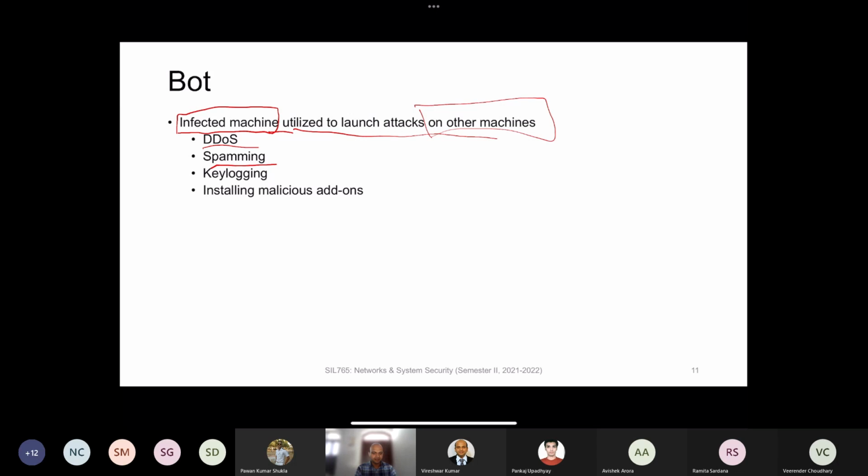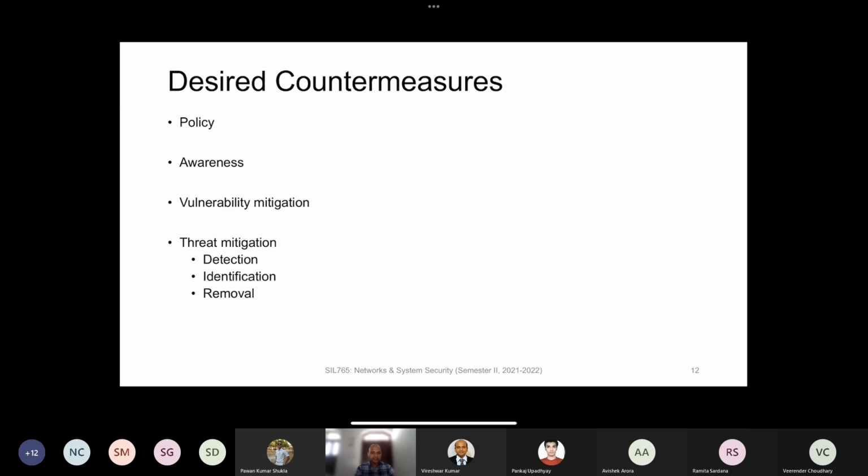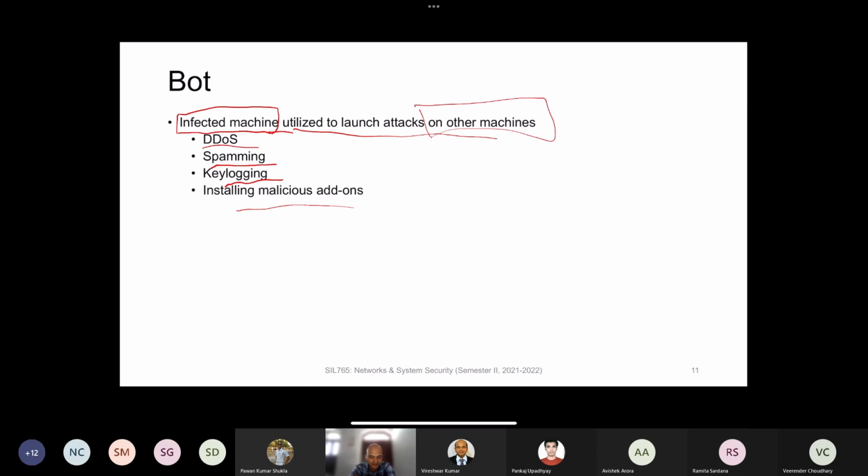Bots could also be utilized to do spamming, which is also an undesirable activity. They could be utilized to do key logging, or be a precursor to installing malicious add-ons. Your system is now allowing these malicious add-ons to get connected, because now you have this bot. Your system is being exploited by the attacker as a bot, so the attacker is controlling your system to do all these different malicious activities. I will talk about some countermeasures, and then go into depth on the intrusion detection system later. Any last question about this discussion about malware?